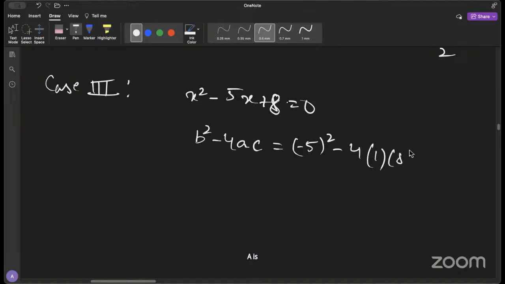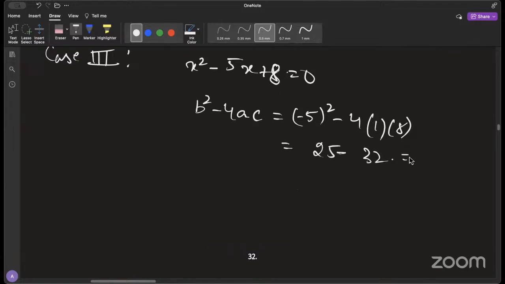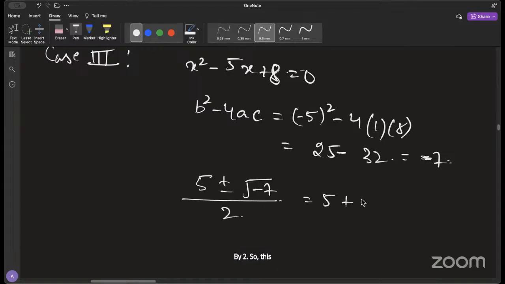A is 1 and C is 8. This is going to give you 25 minus 32, which is negative, obviously. It's negative 7, right? That means no real roots. So if you try to find the roots of this, they are going to be minus b, which is 5, plus minus square root of minus 7 by 2. So this is 5 plus square root of minus 7 by 2 and 5 minus square root of minus 7 by 2.